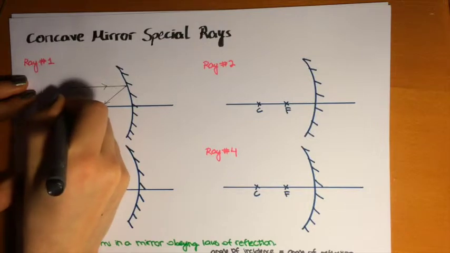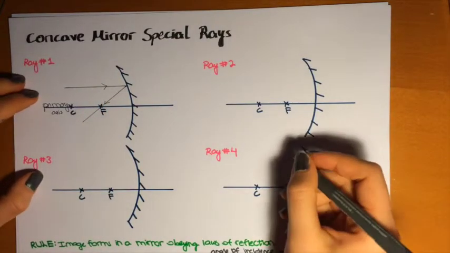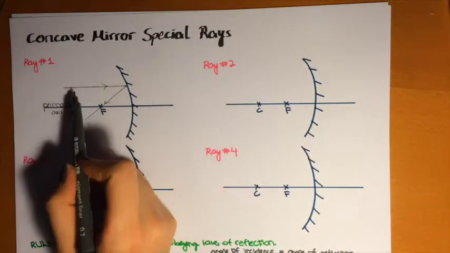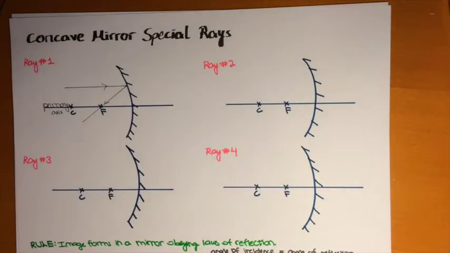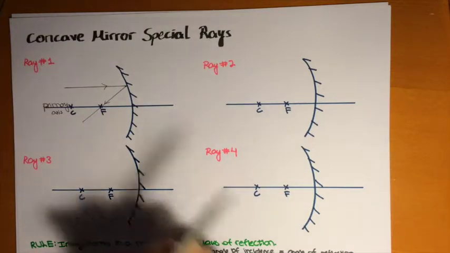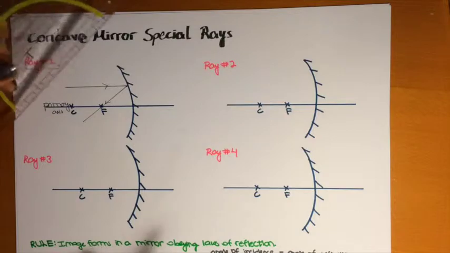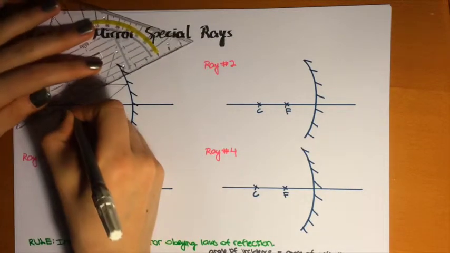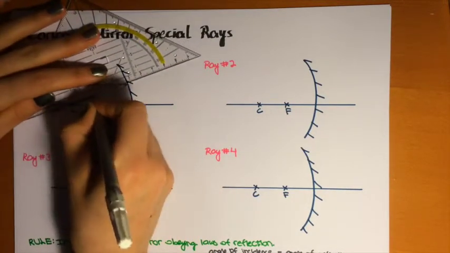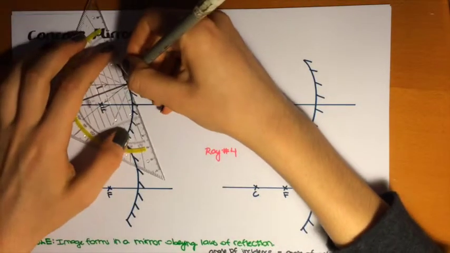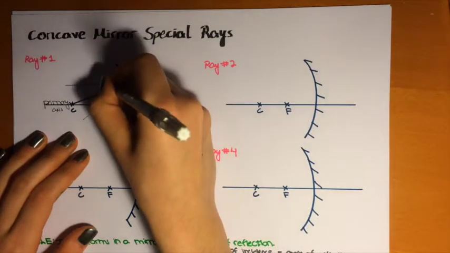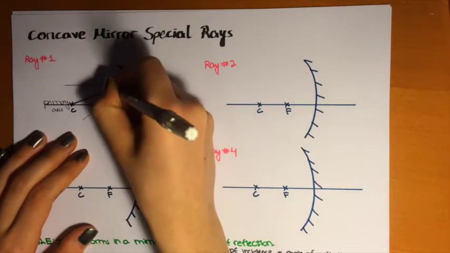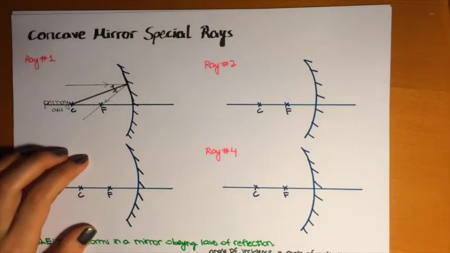This is the primary axis here. And okay, so this ray is parallel to the primary axis. It reflects from the focus. But how do I know that it reflects from the focus? It must obey this rule. So I'm going to check that by drawing a normal line. Draw it from the center. And then now I can see that this angle of incidence is equal to this angle of reflection.